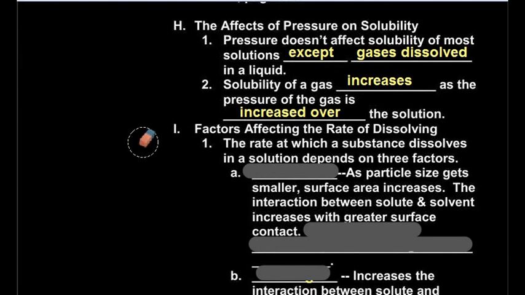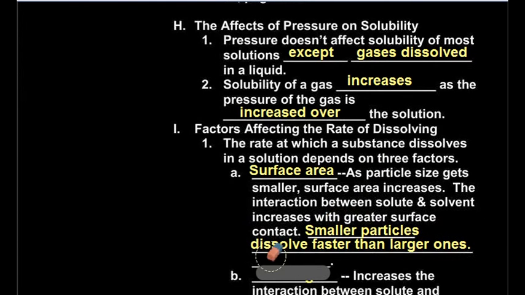So what are the factors affecting the rate of dissolving? These factors actually have their basis in the kinetic molecular theory from last chapter. The rate at which a substance dissolves in a solution depends on three factors. The first one is the surface area of the particle. As the particle size gets smaller, the surface area increases, which increases the interaction between the solute and solvent with greater surface contact. Smaller particles will dissolve faster than larger ones. That's essentially what this means.